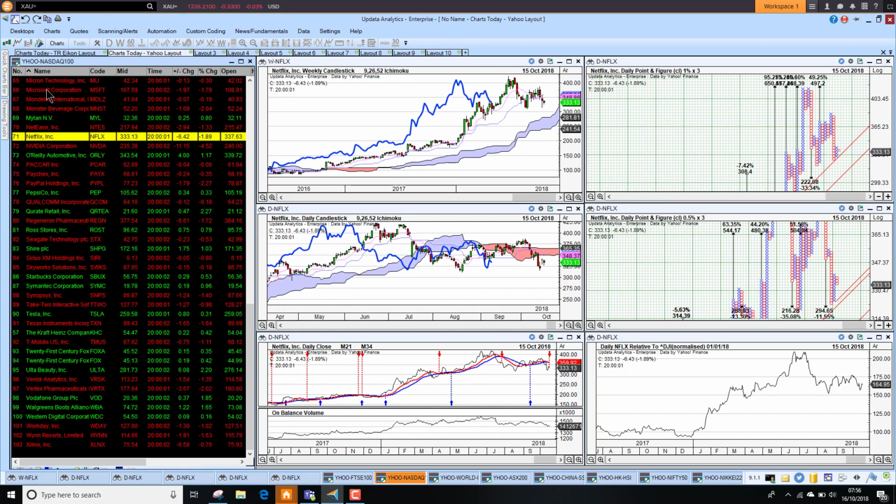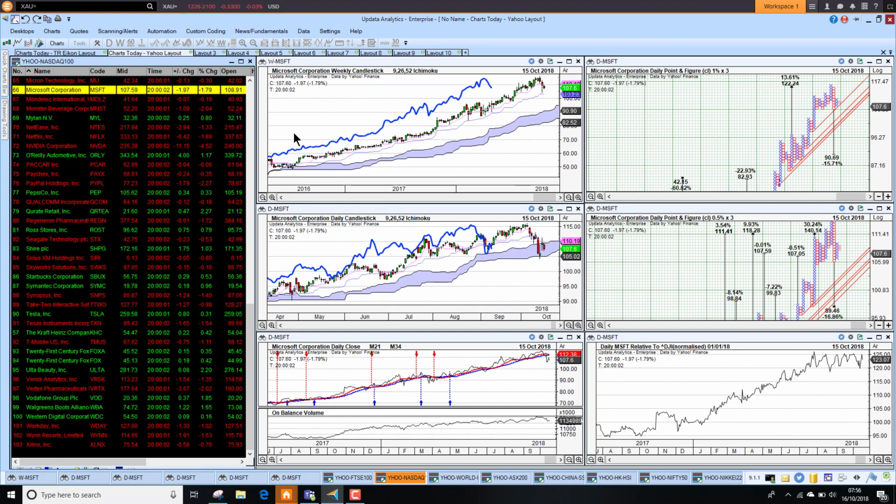And Microsoft, the sad news, Steve Allen died overnight, but still the stock looking very strong indeed and having outperformed the market some 23% this year.